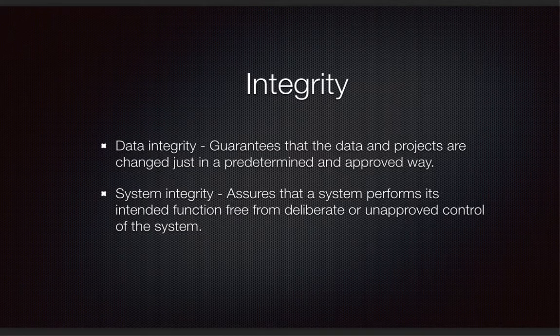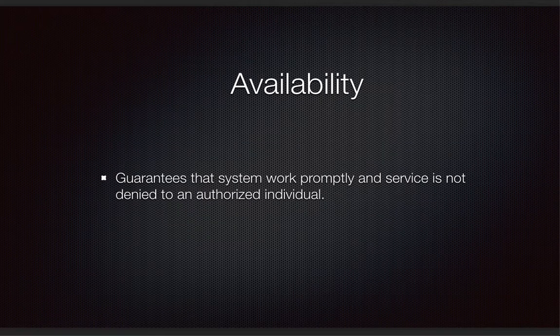Next is integrity: data integrity and system integrity. Data integrity guarantees that the data and programs are changed only in a specified and authorized way. System integrity assures that a system performs its intended function free from deliberate or unauthorized manipulation of the system. Lastly, availability. Availability guarantees that the system works promptly and service is not denied to authorized personnel.